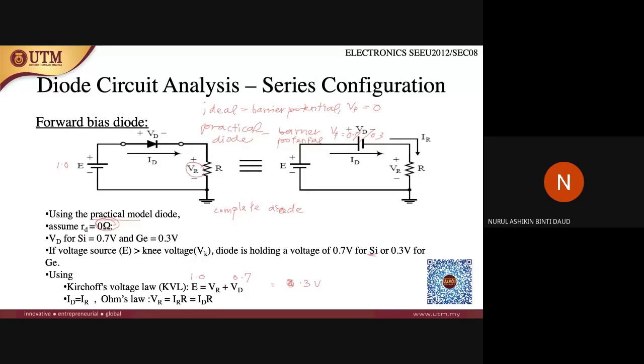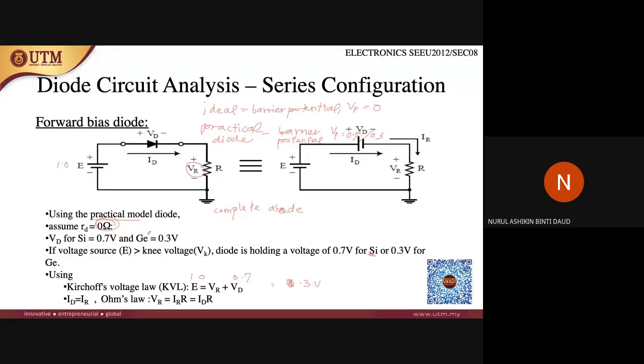But if it is not given to you the value of E, usually this value is given, right? So no worries. Usually this value is given.